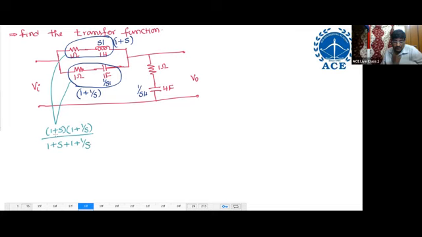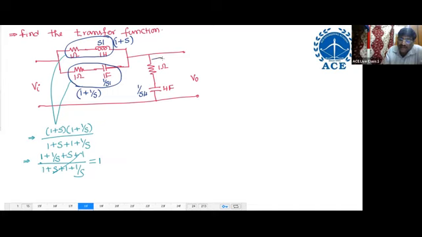Now expand the numerator. If you expand the numerator, what will I get? 1 into 1, 1. 1 into 1 by S, 1 by S. S into 1, S. S into 1 by S, 1. The denominator is also the same, 1 plus S plus 1 plus 1 by S. Both numerator and denominator are the same, so they cancel. It will become 1, and this total becomes 1.